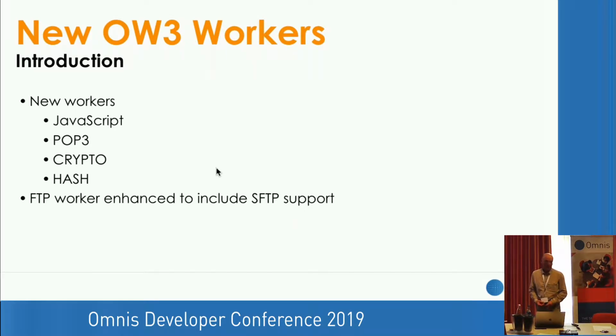Anyone wondering why, for example, the JavaScript worker is in OW3? It's because we use curl to communicate between OW3 and Node.js, and OW3 already contained curl.